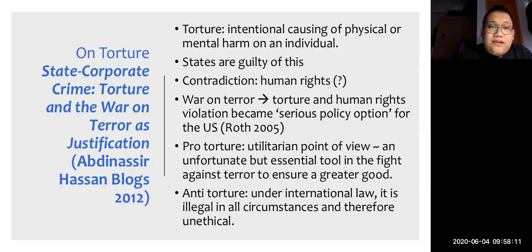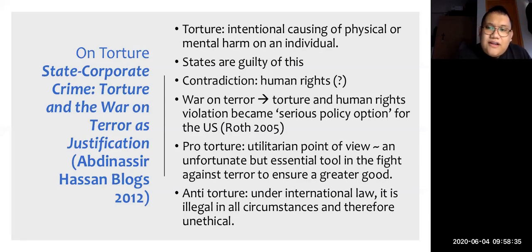Yung binababad sa tubig yung biktima, tapos kukuryentehin. Okay? Tapos meron ding mga lighter forms of torture, kagaya ng solitary confinement, no? Ikukulong mo lang hanggat hindi ka salita. Pero hanggat hindi ka salita, pataas ng pataas yung forms of torture. The blog says that states are guilty of this.